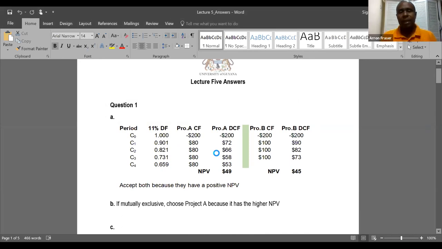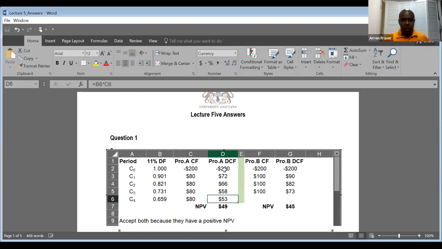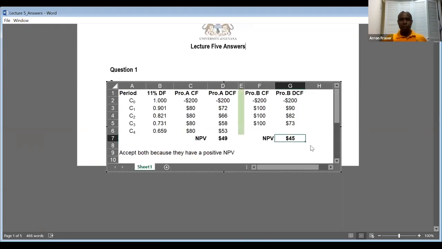This is an embedded Excel sheet in Word, so you can double click on it and get behind the figures. You can see that this is equal to this multiplied by that. For period one, the project A discounted cash flow is the discount factor times the cash flow. If you add it all up, you get a net present value for project A of 49, and doing the same for project B, you end up at 45. Both are positive.